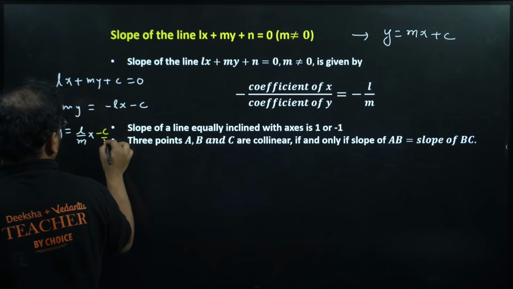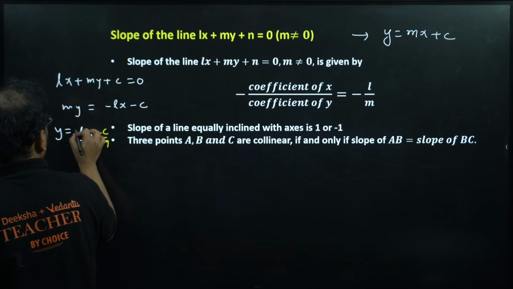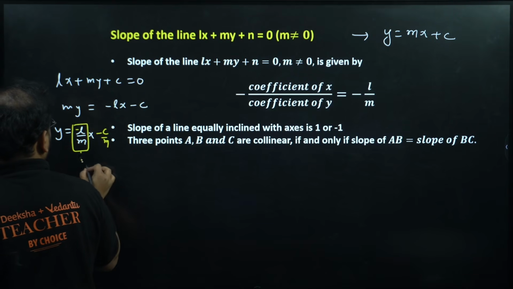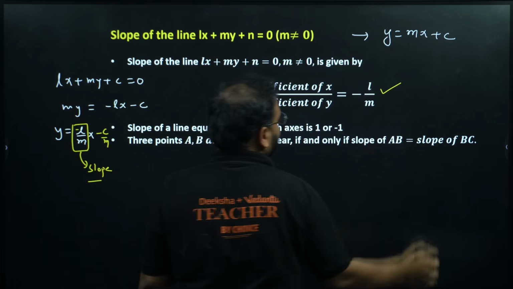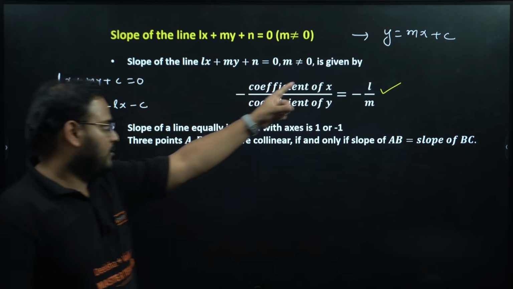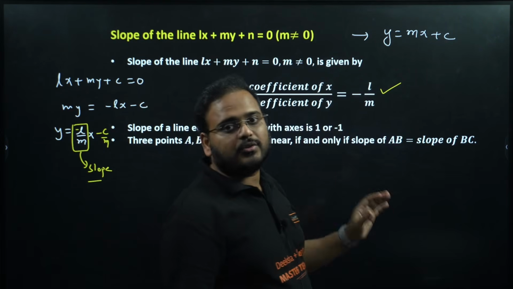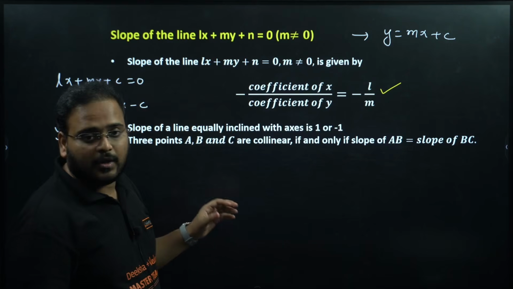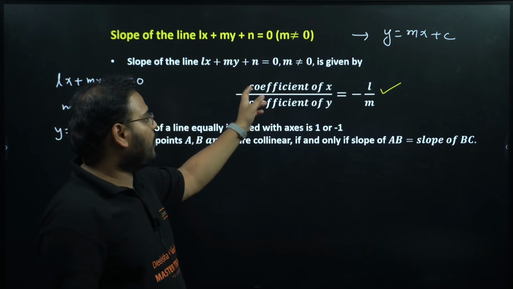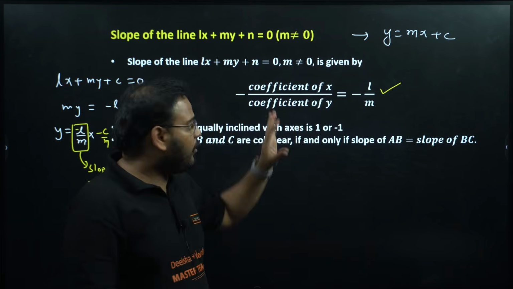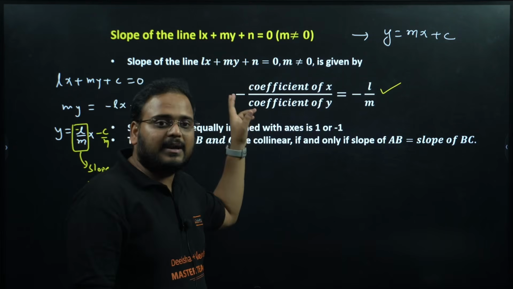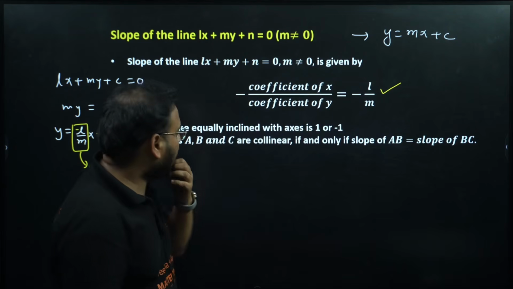Minus c by m. Compare here. We are getting here minus L by m as my slope value. Please check. Same thing over here. So either you can use the slope intercept form of equation, or simply use this formula: coefficient of x upon coefficient of y with a minus sign. If you have this standard form given, start with minus of coefficient of x upon coefficient of y.